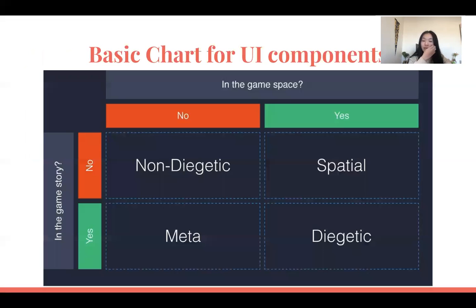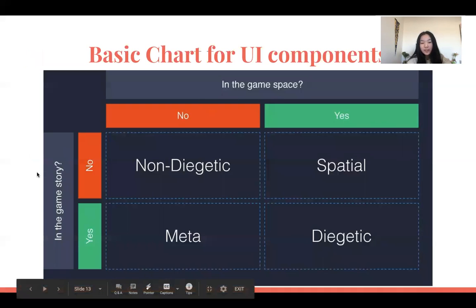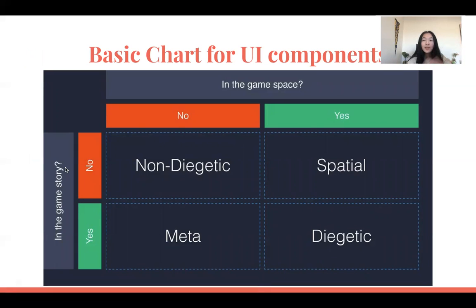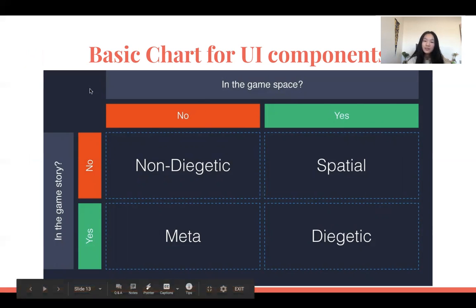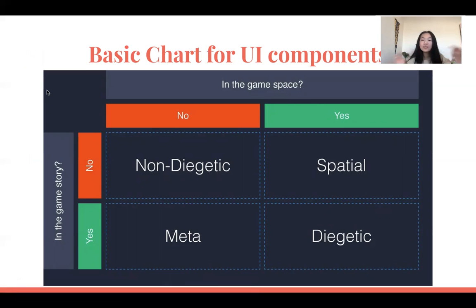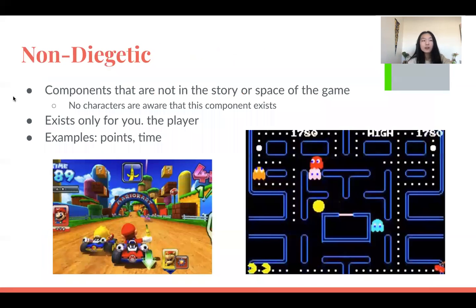So here's a basic chart for UI components. Depending on whether something is in the game space or in the game story, we can categorize it into 4 basic types of UI. We're listing them here: non-diegetic, spatial, meta, and diegetic. All these terms might not make too much sense right now, and that's totally fine, but I'm going to go into each of these and explain what being in the game space or being in the game story means. To start off, we have non-diegetic.